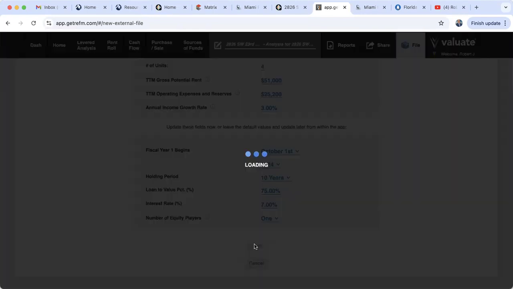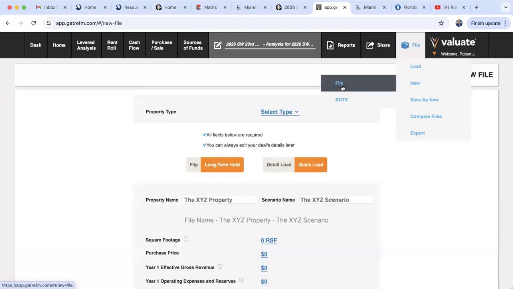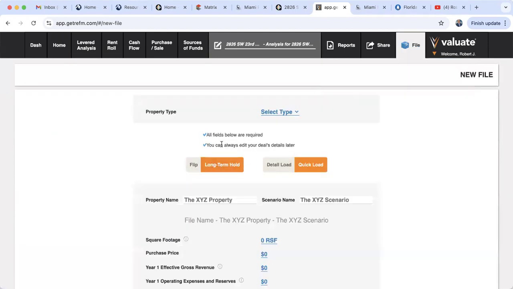Hit submit. Take a look at the numbers, guys. It doesn't make sense. Now, a mistake happens. You see this here? Negative $8 million, that's a mistake. That happens sometimes, all right? So we're gonna go back over here to file, hit new file, and fix this.